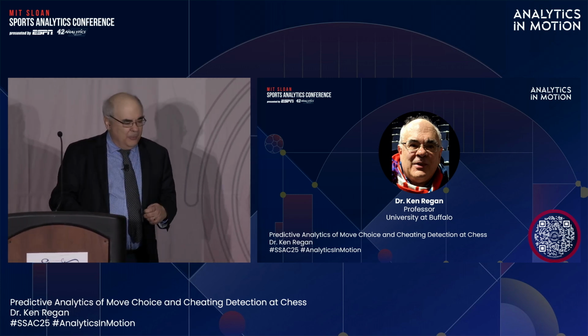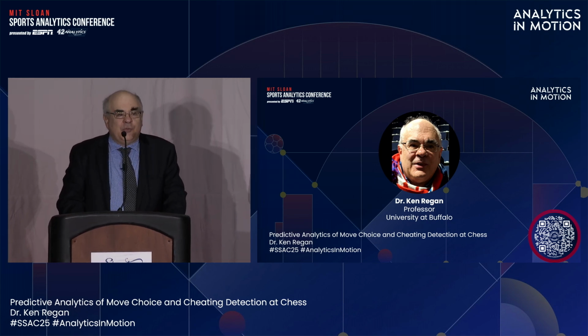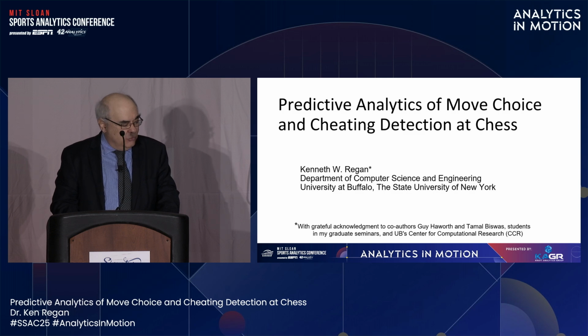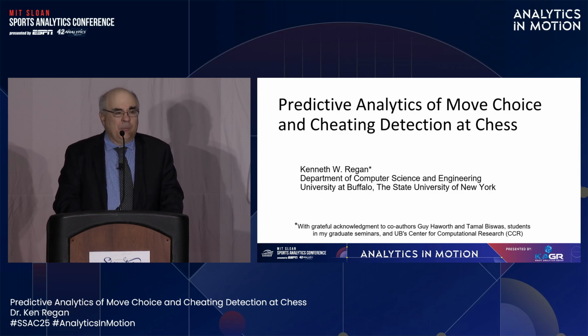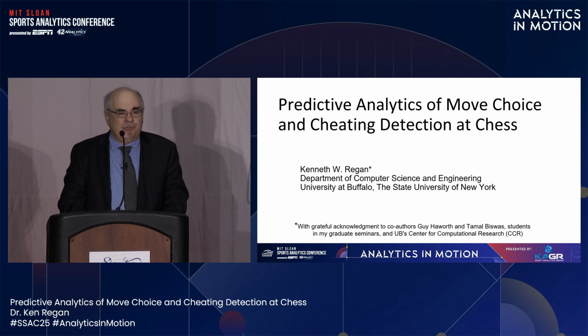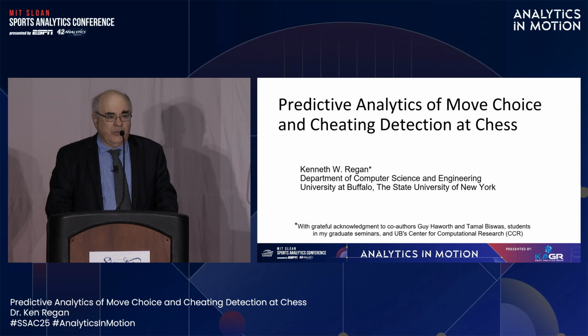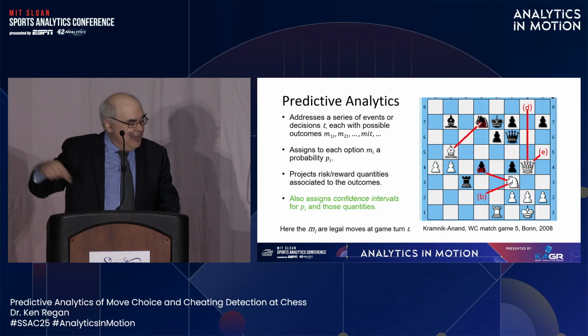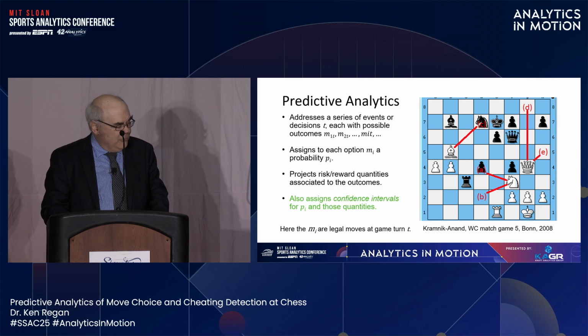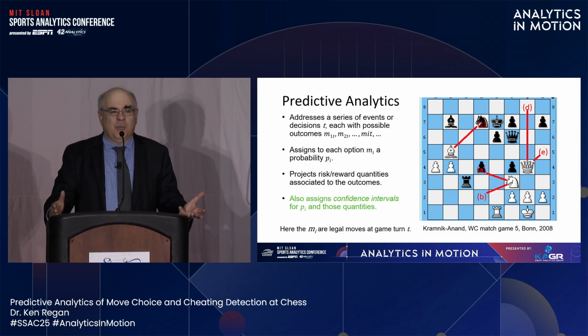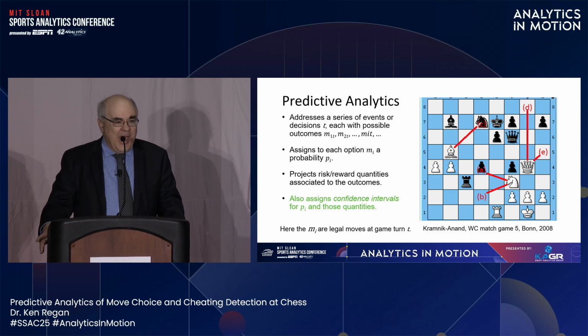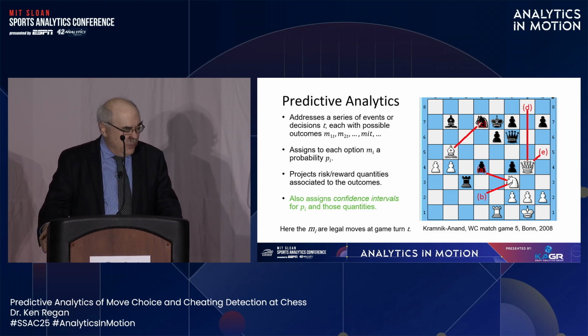Okay, so I can signal from my first slide, predictive analytics. I use what Wikipedia calls a granular definition of predictive analytics. It addresses a situation where you have various options or possible outcomes, MI, at various times, or in my case, game turns T. And what the model does is place a probability on each of those options. And then once you have the probabilities, please advance slide, you can project risk and reward quantities associated to the outcomes. In the case of chess, the value of the position tells you your chances of winning the game.